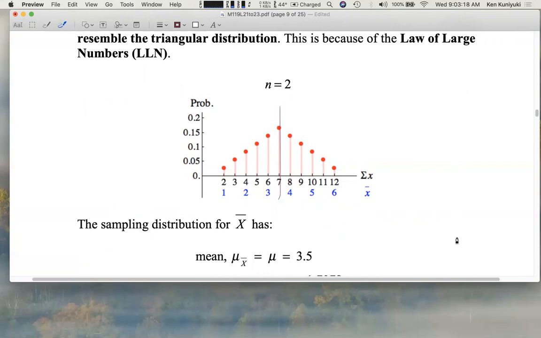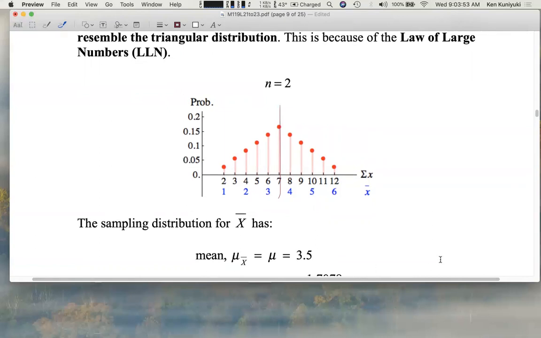So whether you're rolling one die or two dice or 2 million dice, the expected value of the sample mean, that is the value that the sample means from the samples will tend to center around, will be 3.5. Whether it's one die, two dice, or 2 million dice, the center will be 3.5. In practice, if you have a million samples, it'll be very close to 3.5.